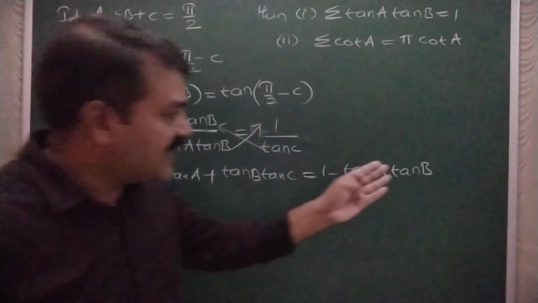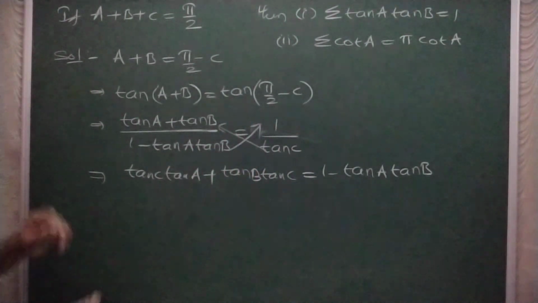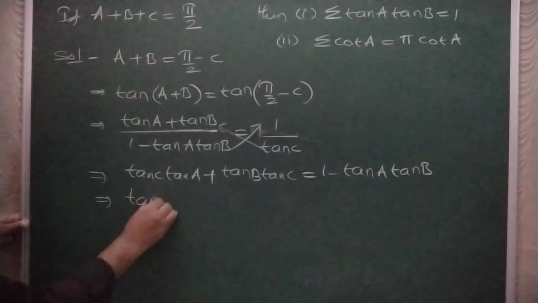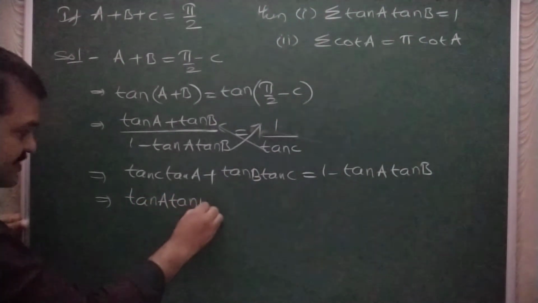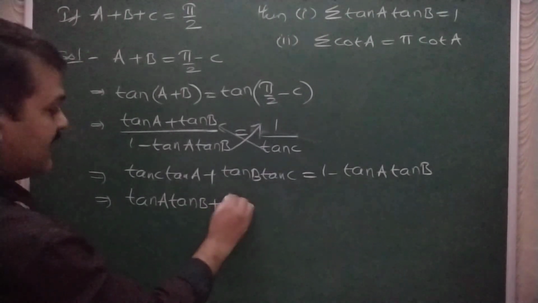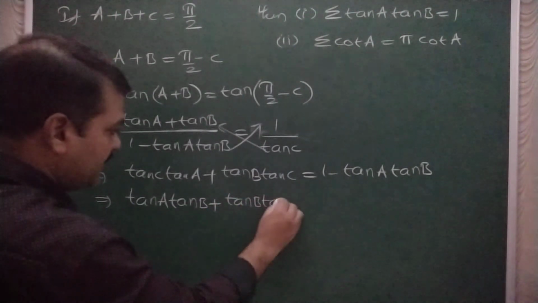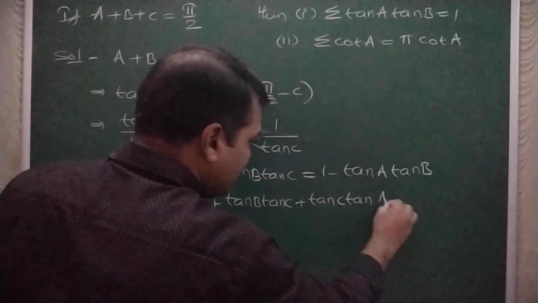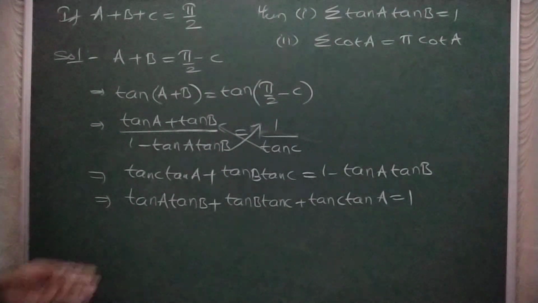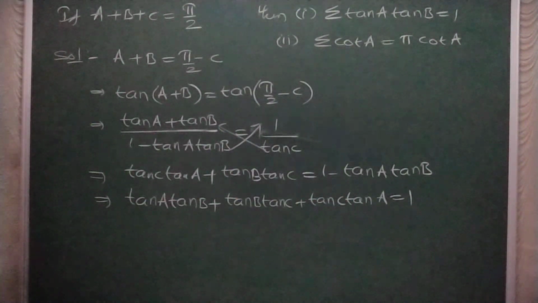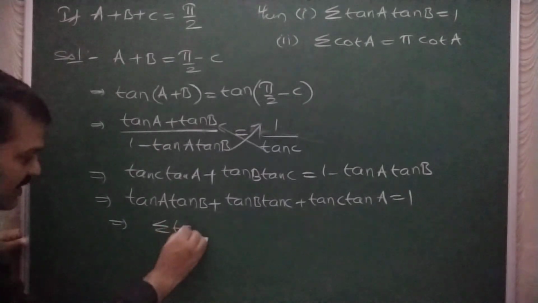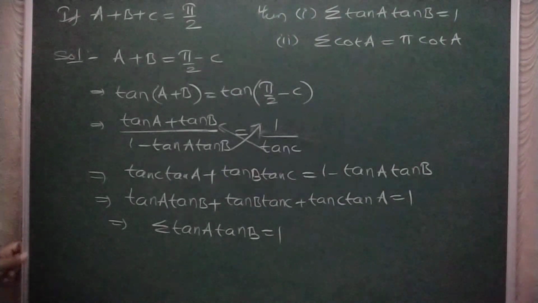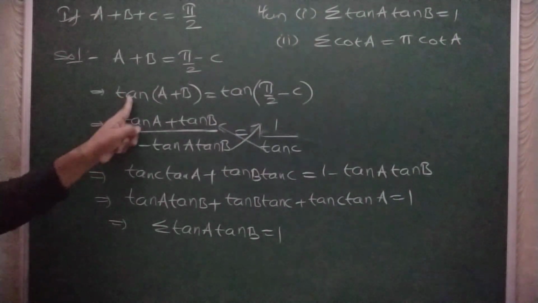Now minus tan a tan b is shifted to the LHS side. I am trying to write the terms in symmetric order like this. Tan a tan b plus tan b tan c plus tan c tan a is equal to 1. All these three terms are in symmetric order. So therefore I can write this as sigma tan a tan b is equal to 1. So this is what the first bit of the proof is. To get the second bit of the proof, take cot on both sides here.